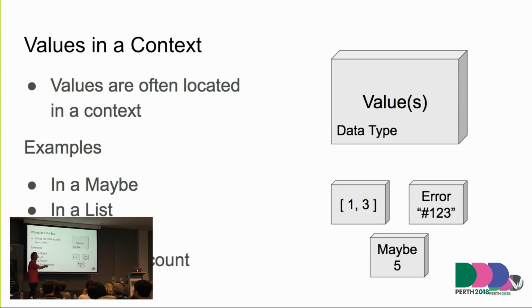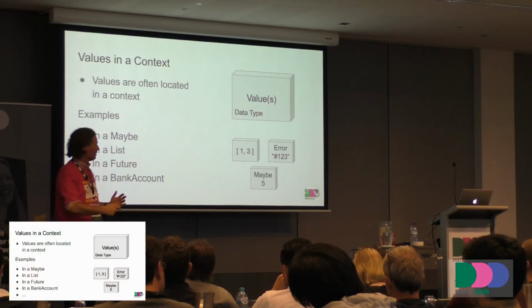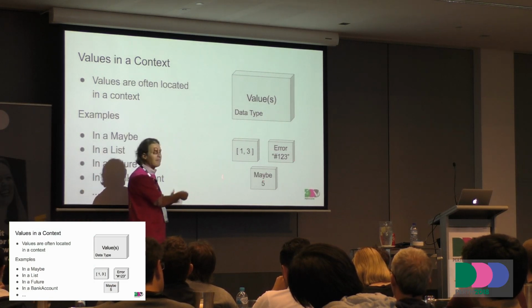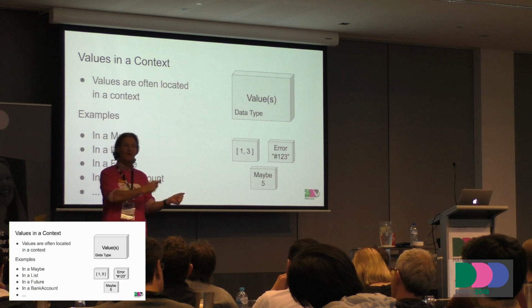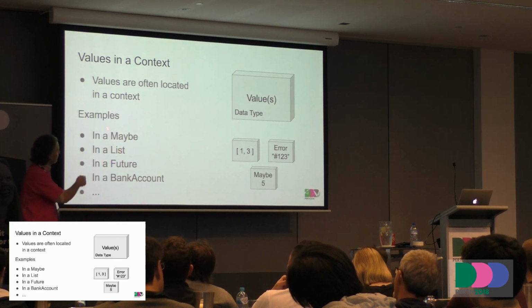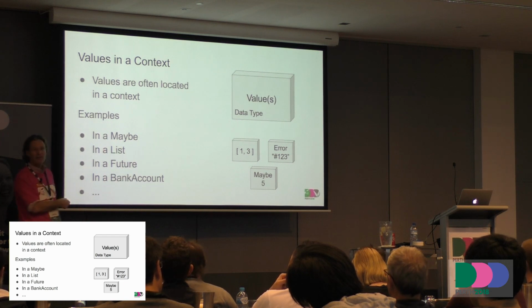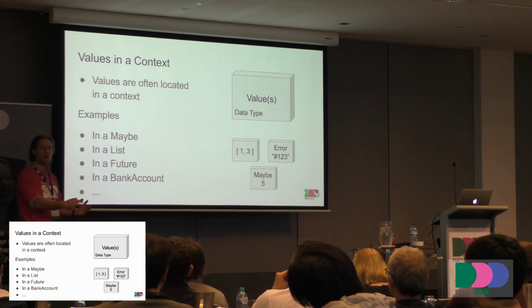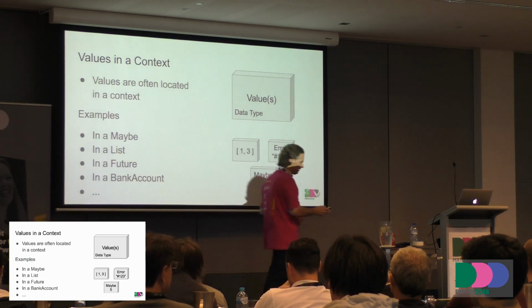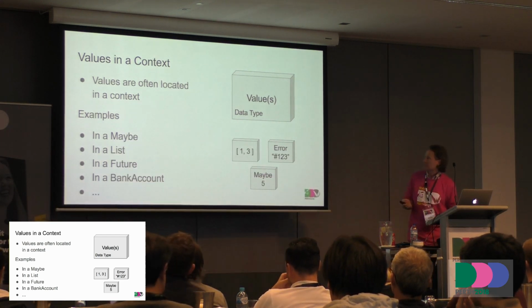So here's a list. A list is a context where there are values inside that list. Here's an error. That's a context. There's an error message in there. And here's a maybe with a value inside at 5. That probably should be just 5, but hope you get the idea. So these are examples of contexts which have functions that work on these data types to process the data, the values in different contexts. That's a very important point.